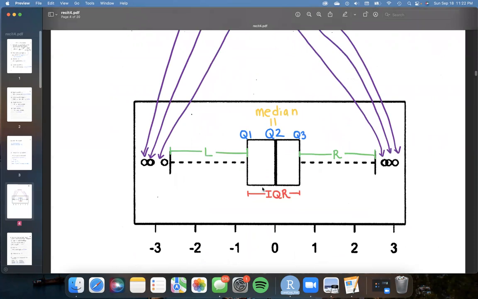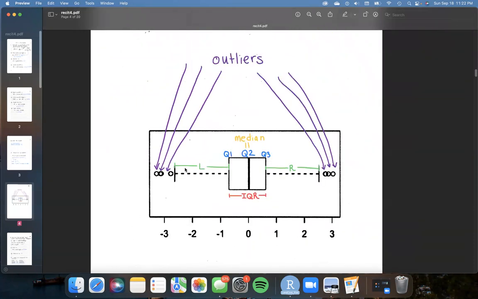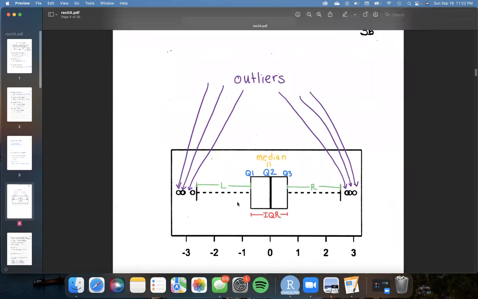Just to recap, these circles are your outliers. Here is your left whisker, and your right whisker, the green lines that extend from the boxes. Q1 is the first vertical line of the box. Q2 is the middle line of the box, and Q2 equals the median. Quartile 3 is the third vertical line of the box. And our interquartile range is Q3 minus Q1, so it's this distance, the red distance.